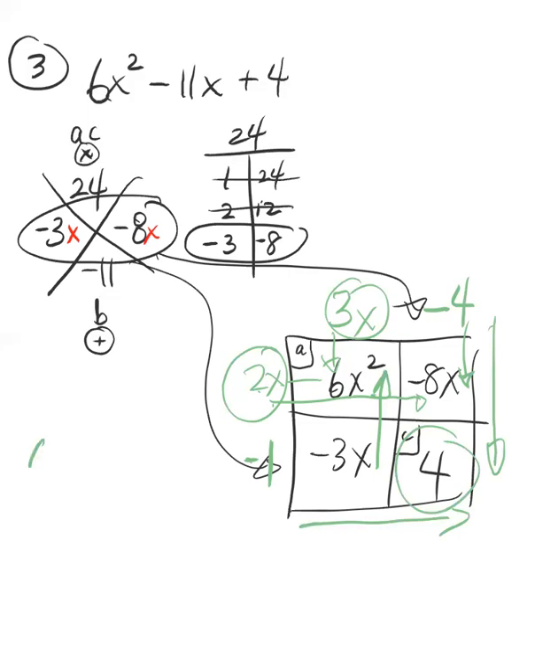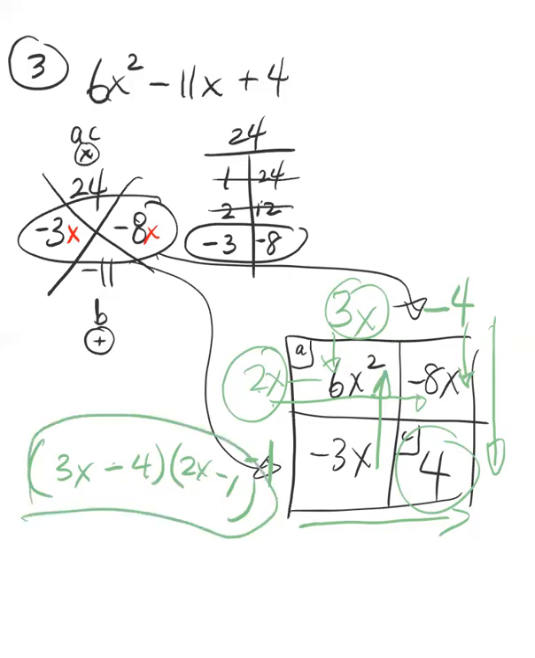Okay. So that gets me my final answer. I just write down what's on the outside of the boxes. 3x minus 4 times what? 2x minus 1. This is my final answer.